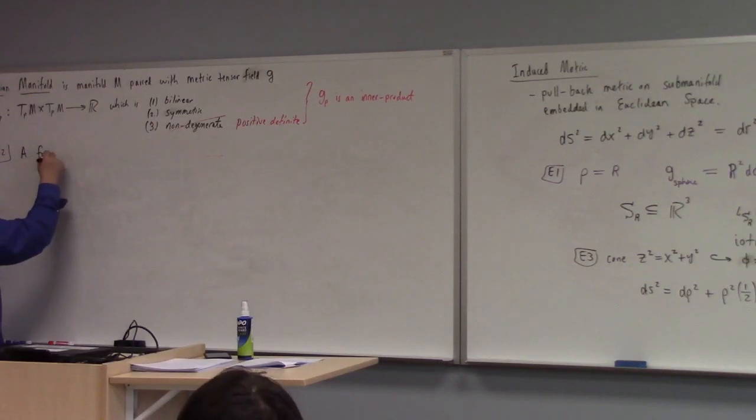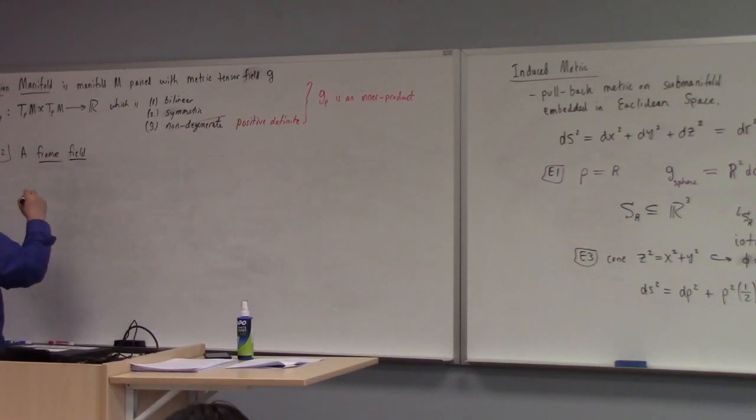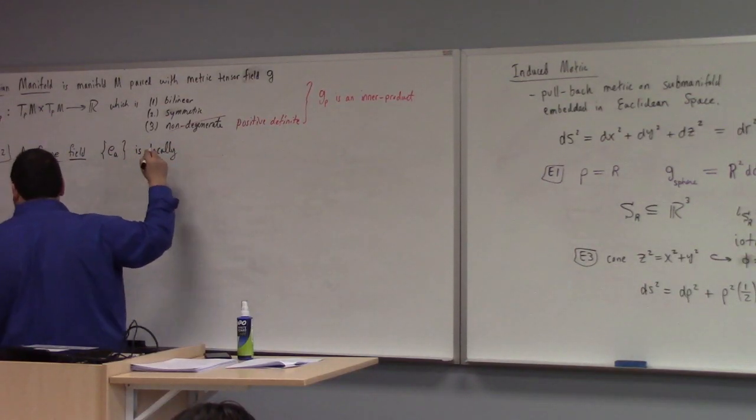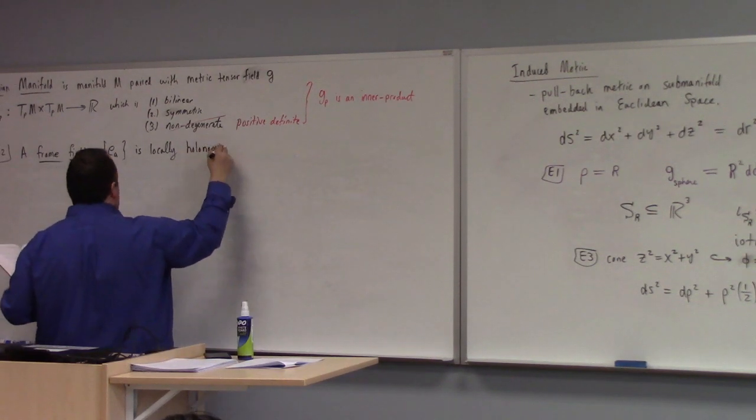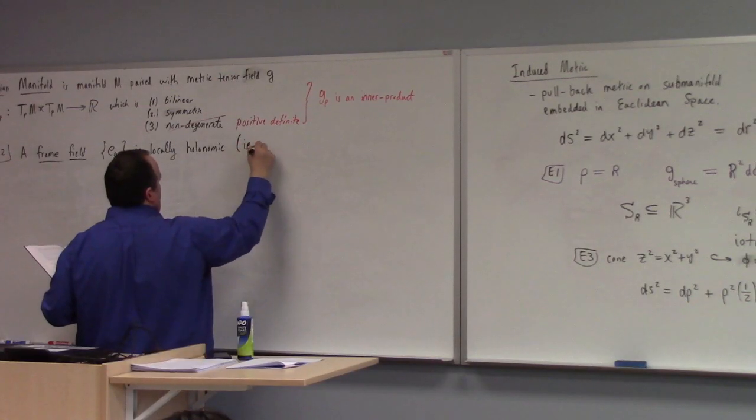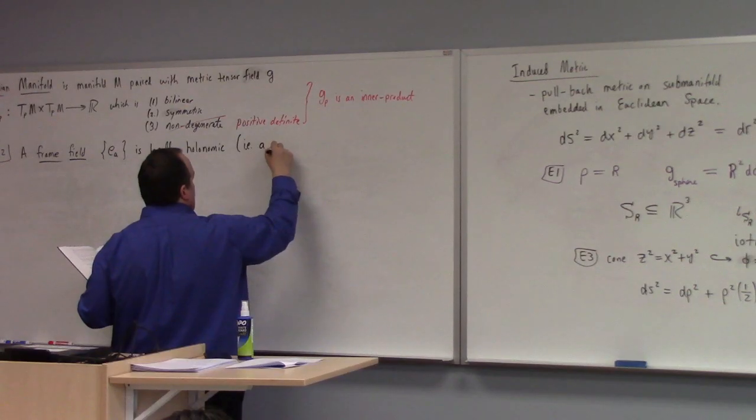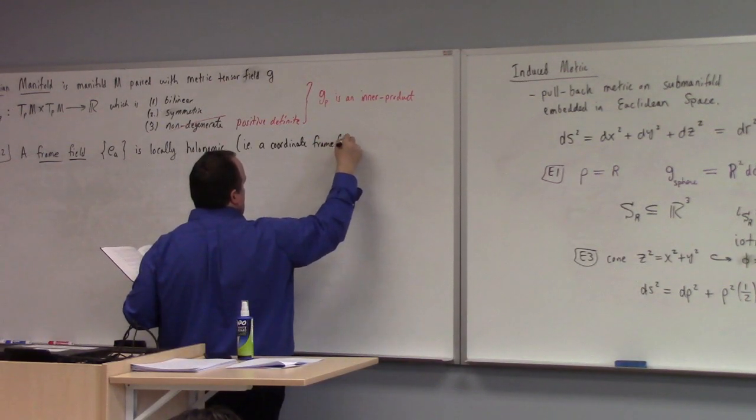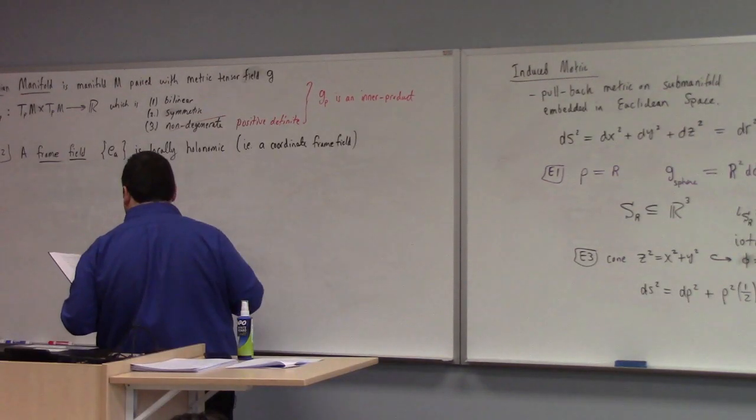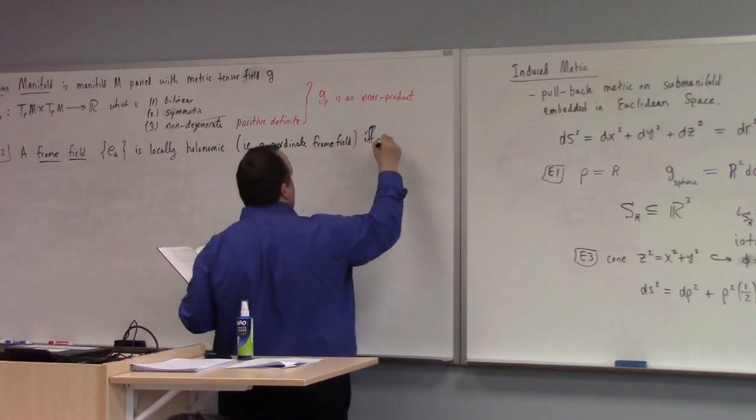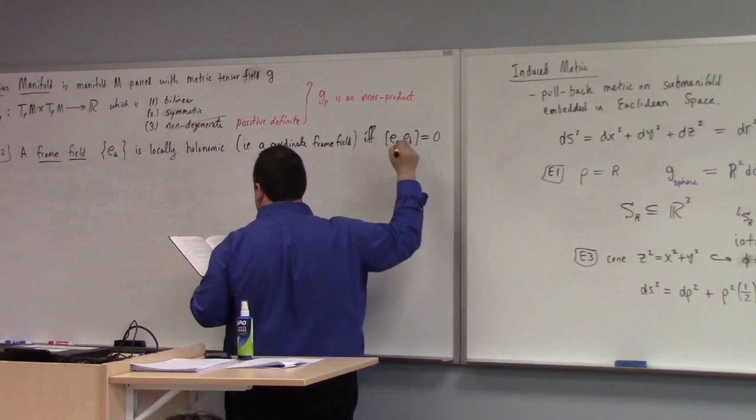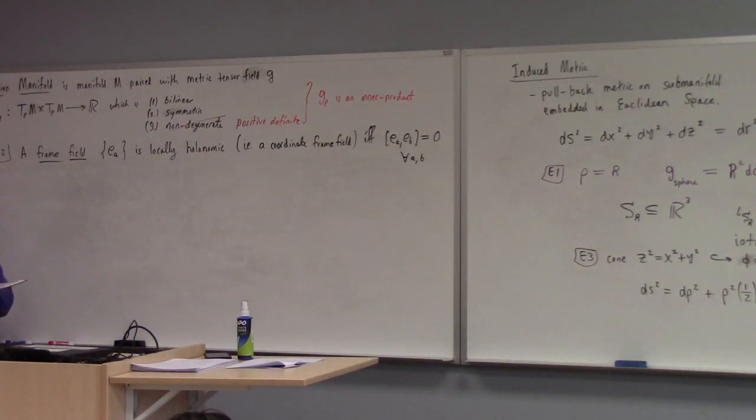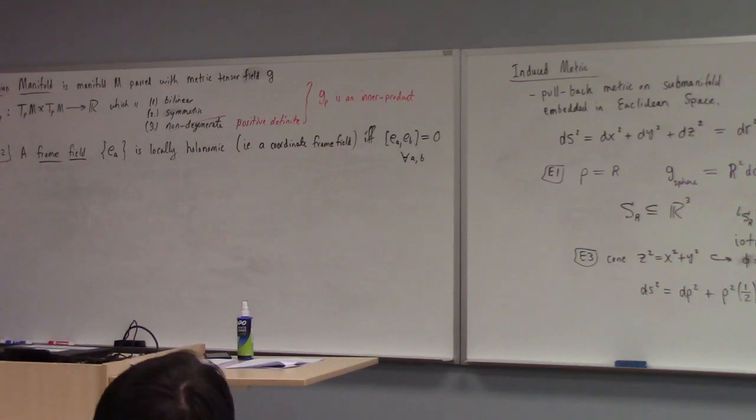Okay. A frame field, E sub A, is locally holonomic, meaning a coordinate frame field, if and only if the Lie bracket of E_A and E_B is equal to 0 for all A and B. All right. Okay, so here's the proof.